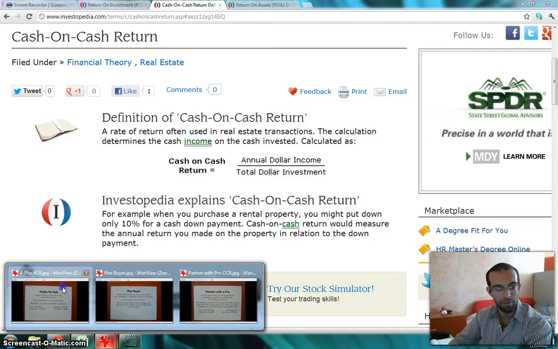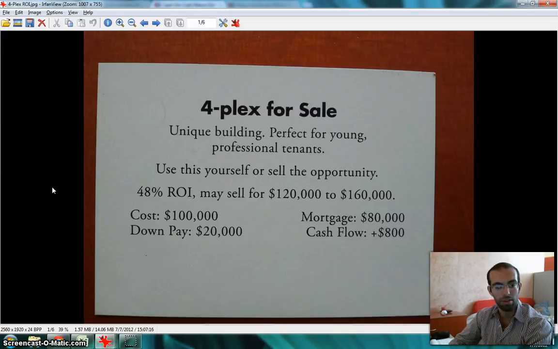Here is that fourplex card. So let's say you drew this card. Unique building, perfect for young professional tenants. Use this yourself or sell the opportunity. 48% ROI, may sell for $120,000 to $160,000. Cost $100,000, mortgage $80,000, down payment $20,000, and the cash flow of $800 a month. So how would you set this up?